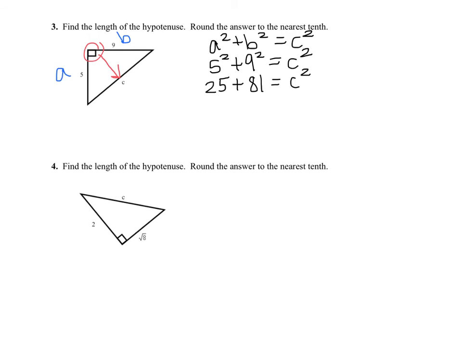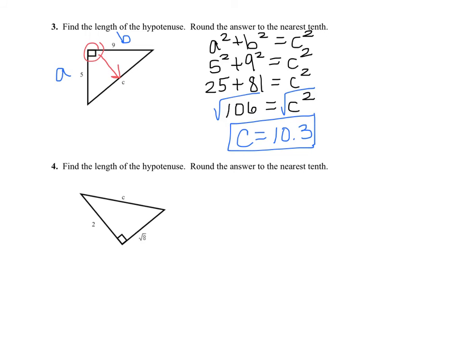Our next step is to add those two numbers together. So 25 plus 81 gives us 106, and that equals C squared. And our last step is to find out what C equals. So we're going to square root each side. Now you're going to do the square root of 106 in your calculator, and you're going to round to your nearest tenth. That's 1 decimal. So your final answer is C equals 10.3. And that is your final answer.